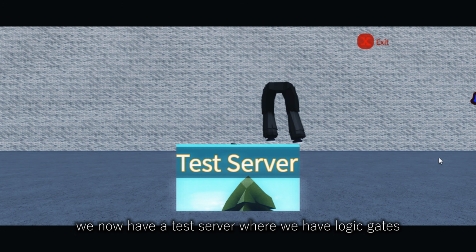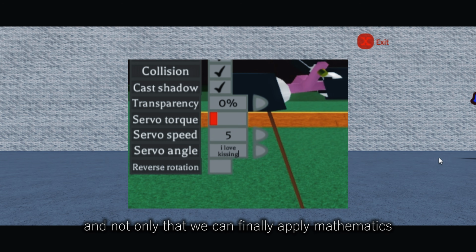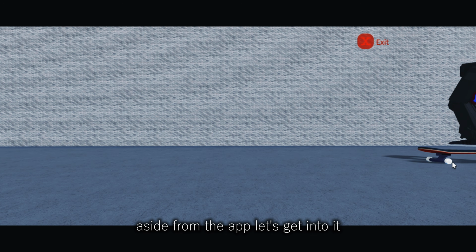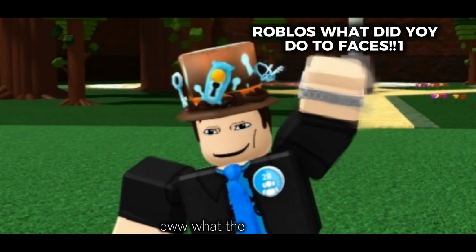We now have a test server where we have logic gates, we're able to input decimal inputs, and not only that, we can finally apply mathematics into Buildable for Treasure, which is a W for me. Aside from that, let's get into it. So ew, what the fuck is that?